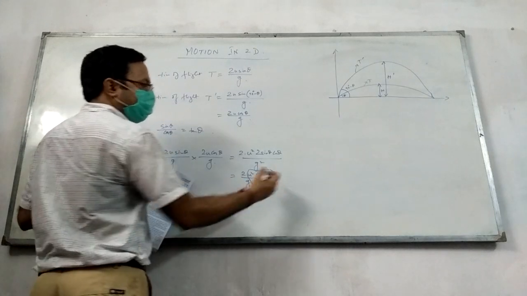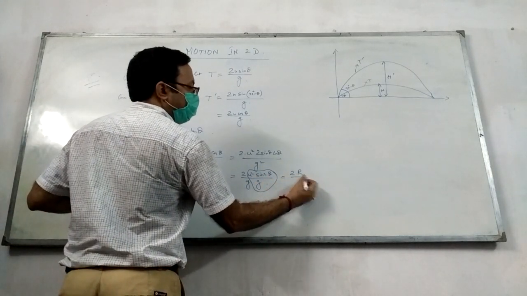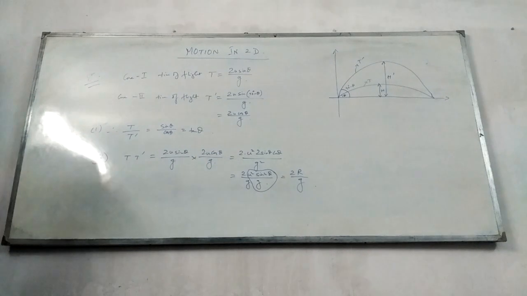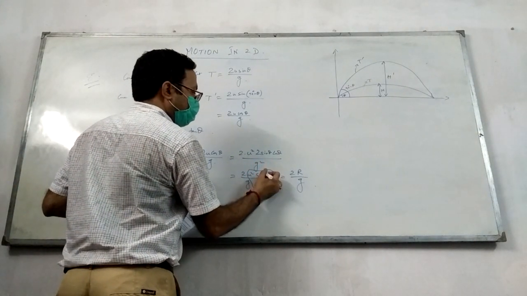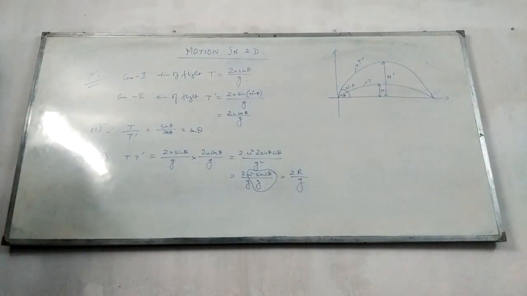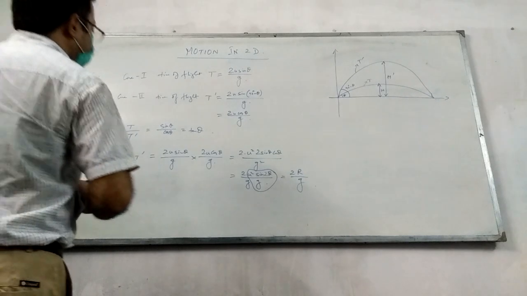This is the range. This will be 2R by, u square sin theta by g is range. So these are like some standard formula.